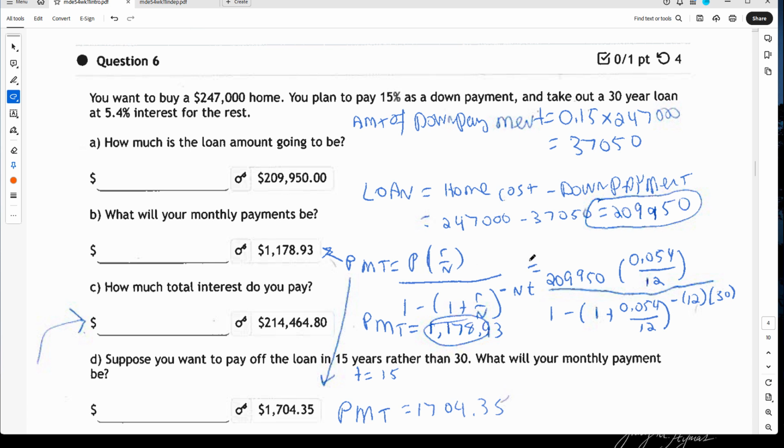What would the monthly payments be using this formula here? We already know what our principal is. We know what our rate is here. And the monthly payment is P times r over n, divided by 1 minus 1 plus r over n to the negative nt. So we know what the rate is, 0.054. And n is 12 monthly payments, and you have here nt, where n is 12 and t is 30 years. So we apply this formula here.